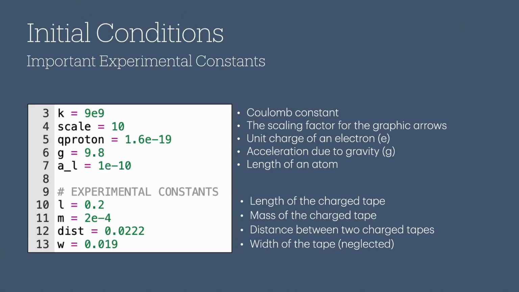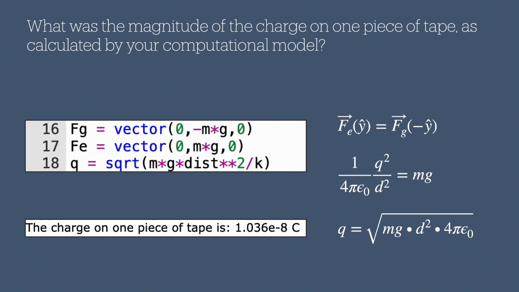This is the GlowScript code. The initial conditions include all the constants that we've covered in this slide. Another one included is the length of an atom, which is 1 times 10 to the minus 10 meters. The width of the tape is neglected because as long as we know the length, we know the mass of the tape.